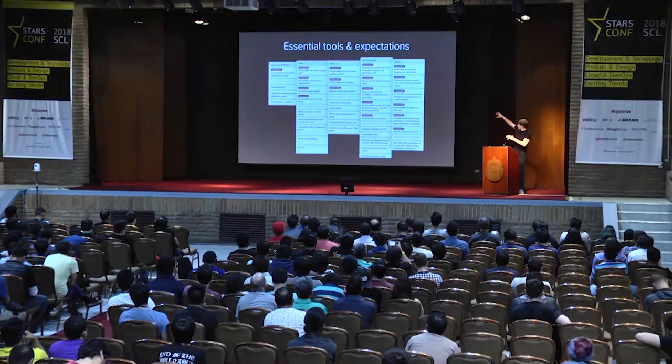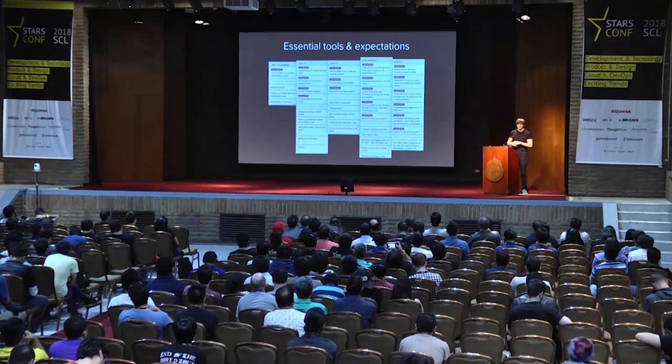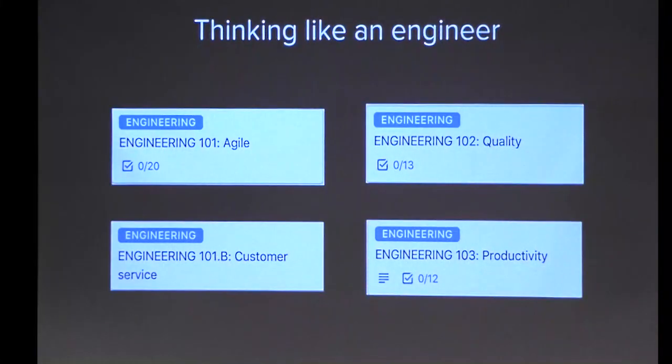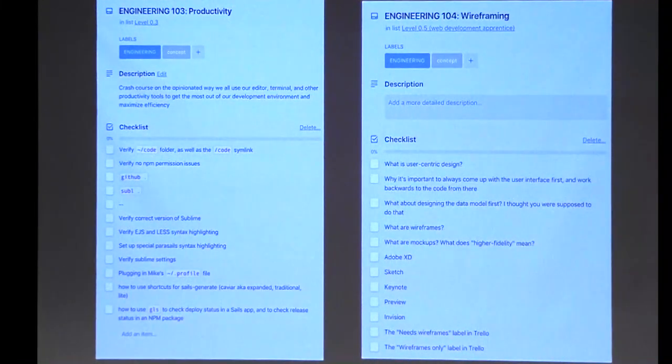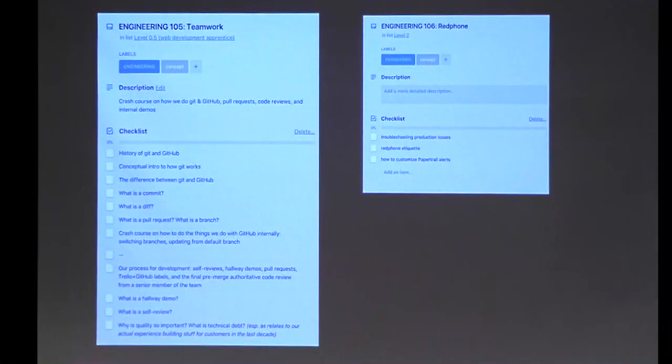So there's a whole bunch of stuff that I'd be happy to share if you just approach me afterwards. We have it all in a big Trello board. We kind of organize it like you might organize a university course schedule. So there's the initial onboarding stuff. There's Engineering 101 Agile, Engineering 102 Quality, Customer Service, Productivity. Each one of these has breakdowns. These are my notes that I use when I train someone, basically.